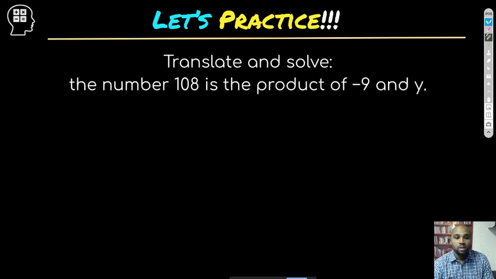Let's try another one. The number 108 is the product. Okay, the product of something. What operation is that? Adding, subtracting, multiplying, or dividing? Well, product is telling us that we're multiplying something. It's the answer of something that we're multiplying. So the number 108 is the product.